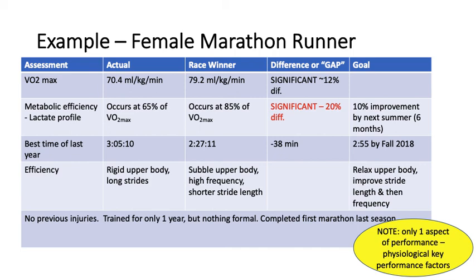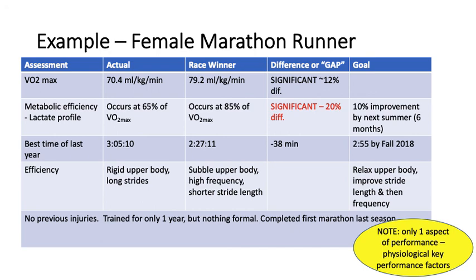So that's 6 months. And remember, this is already an elite marathon runner, so it's all about marginal gains. 10% may not seem like very much over 6 months, but for an already trained marathon runner, this is quite a big change. So the focus would really be, although we see a difference in VO2 max of 12%, by improving metabolic efficiency, you will indirectly improve VO2 max. So the goal really is to improve the biggest gap for this individual, which is metabolic efficiency.